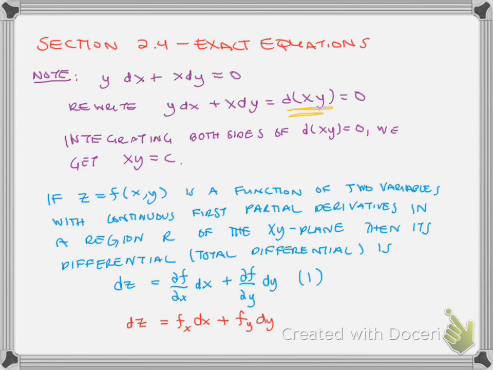Now, here's the thing. If we integrate both sides, because we're still trying to solve for our solution, which is y, right? We're trying to find a function y of x, or y of whatever your independent variable is. Once you find this d of xy, because you're going to be given this and you're going to have to try to find that, and say the differential of xy equals 0, then if you integrate both sides, the integral of 0 we know is c. So it's going to be xy equals c. That's how we get that.